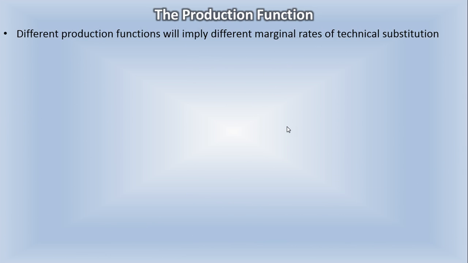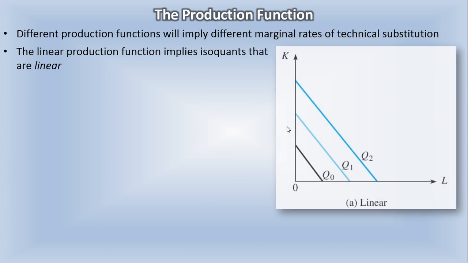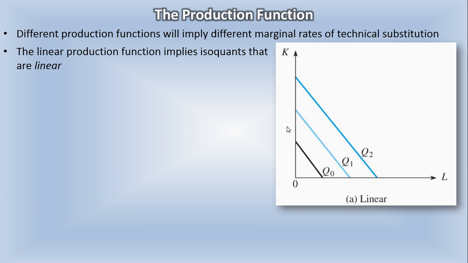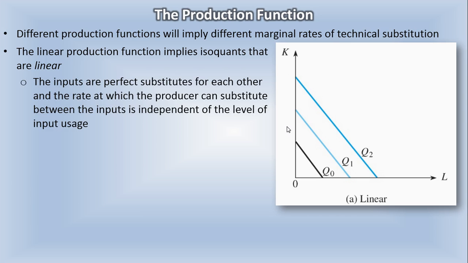Different production functions imply different marginal rates of technical substitution. The linear production function that we considered implies isoquants that are linear. So this is what the isoquants look like for the linear production function. The inputs are perfect substitutes for each other, and the rate at which the producer can substitute between the inputs is independent of the level of the input usage. So regardless of whether you're using a lot of capital or a lot of labor, the rate at which you can substitute capital for labor does not change. So the slope of the isoquants is always constant, and therefore you have these straight line isoquants.